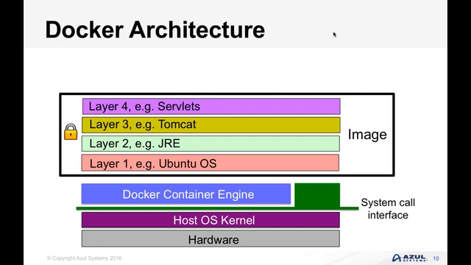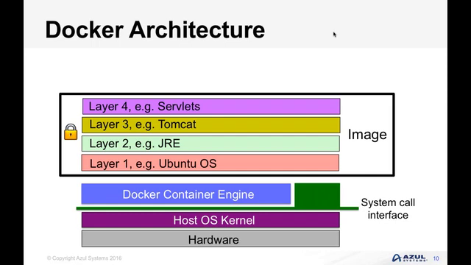What that means is that we can share those layers between multiple containers. So we create an image, which in this case uses the Ubuntu operating system, uses Java runtime, uses Tomcat, uses servlets, all of which are read-only, so they're shared. It means that for every container that's going to use this set of layers, we don't have to have a duplicate of the Ubuntu operating system, of the JRE, of Tomcat, of the servlets. We have one instance on our Docker container engine on our host operating system.